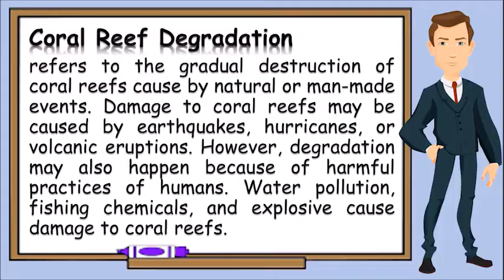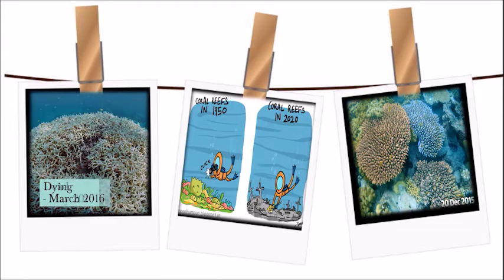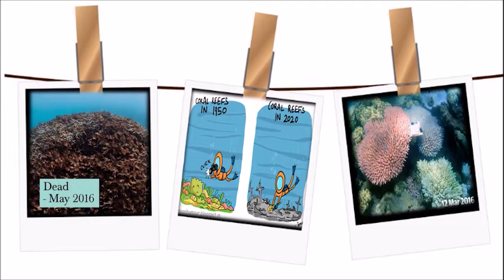Coral reef degradation refers to the gradual destruction of coral reef caused by natural or man-made events. Damage to coral reef may be caused by earthquakes, hurricanes, or volcanic eruptions. However, degradation may also happen because of harmful practices of humans. Water pollution, fishing chemicals, and explosives cause damage to coral reefs. These are the actual images that show the effects of coral reef degradation.